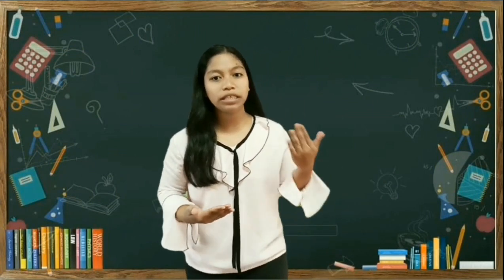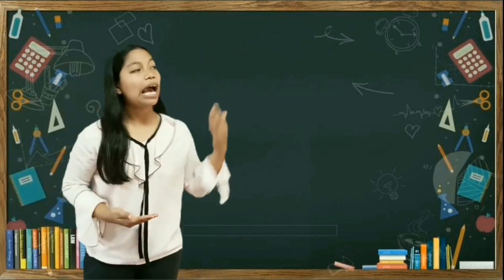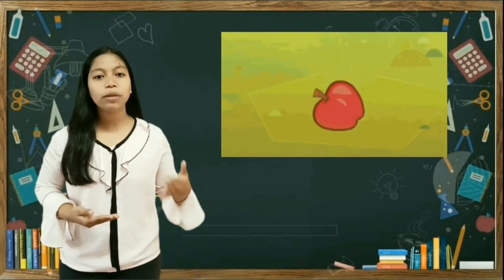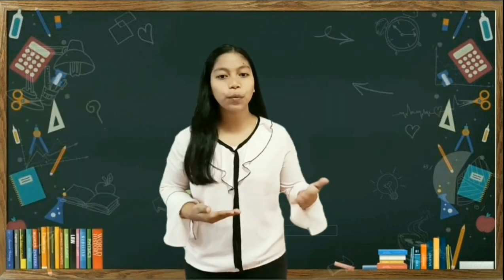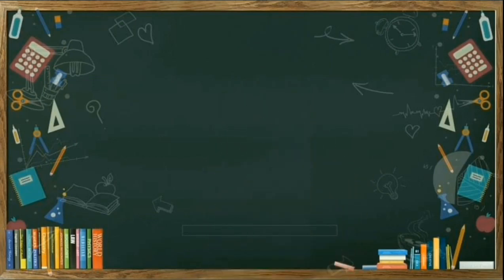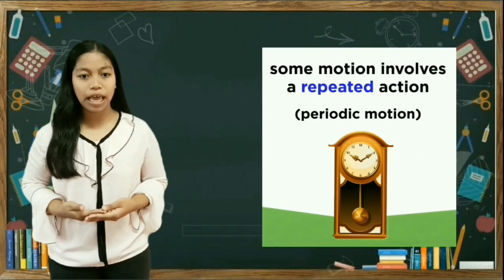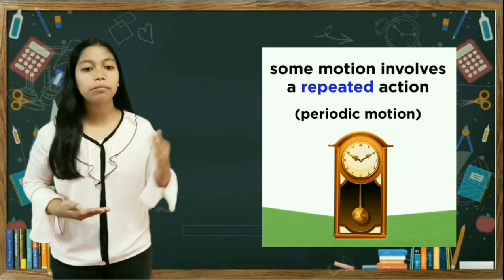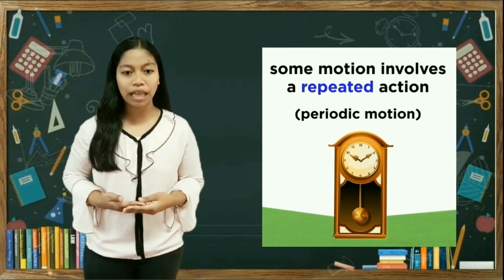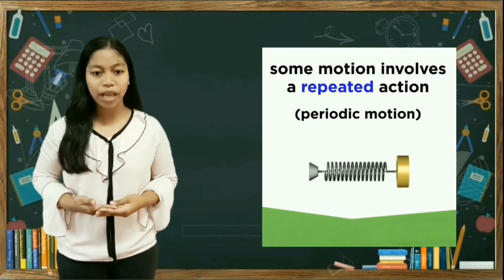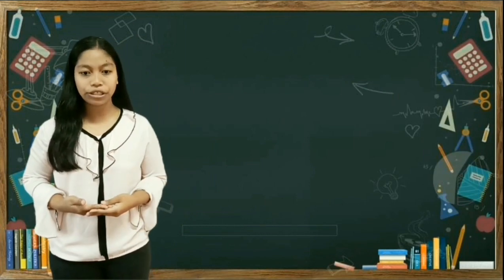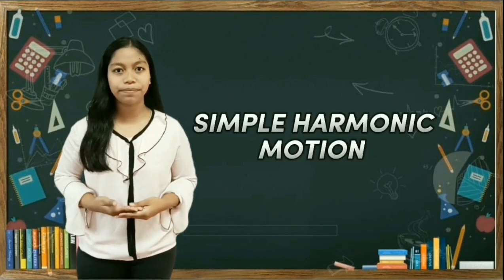Object, it will involve a single action, like an apple falling from the tree. This will probably happen one time, after which the apple will remain at rest. But some motion is periodic, meaning repeated, like the motion of the pendulum on a grandfather clock or the vibration of a spring. We will refer to this kind of motion as simple harmonic motion.